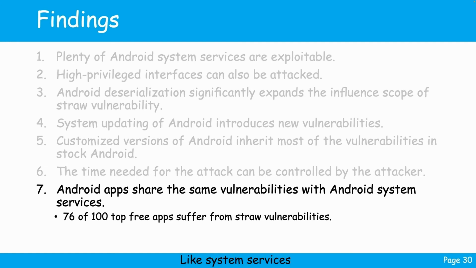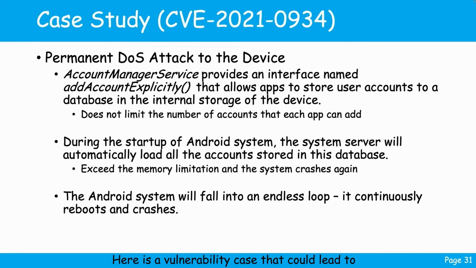Like system services, the regular services in Android applications also need to store the application's own data. We collect 100 top free applications from Google Play and find that 76 of them suffer from straw vulnerabilities. Here is a vulnerability case that could lead to a permanent DOS attack.